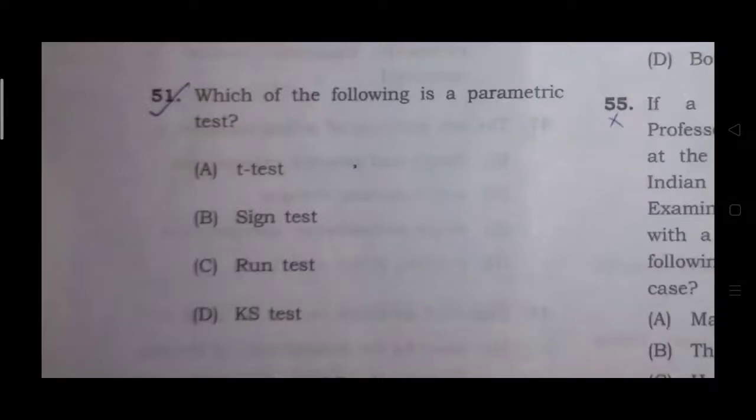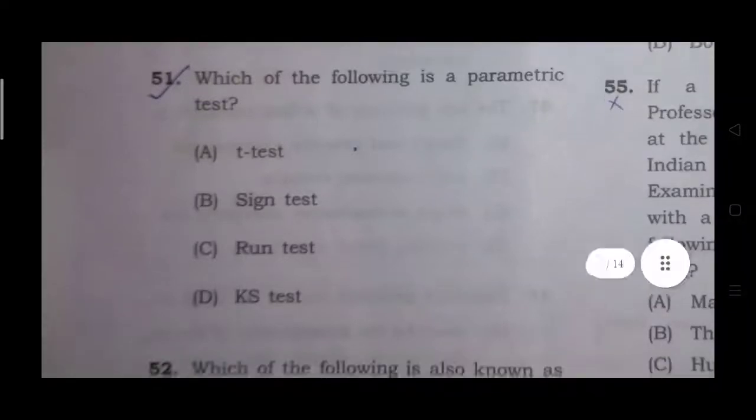Which of the following is a parametric test? As we know, a parametric test is used to test hypotheses. So in a parametric test, what tests are used? Here option A is the correct answer, that is t-test. In parametric tests, t-test, f-test, and z-test are used. So option A is the correct answer.